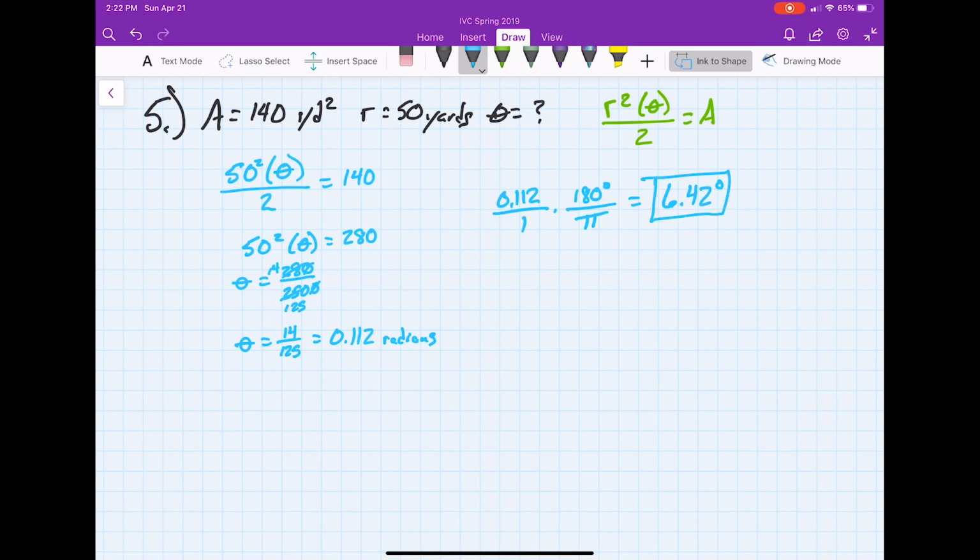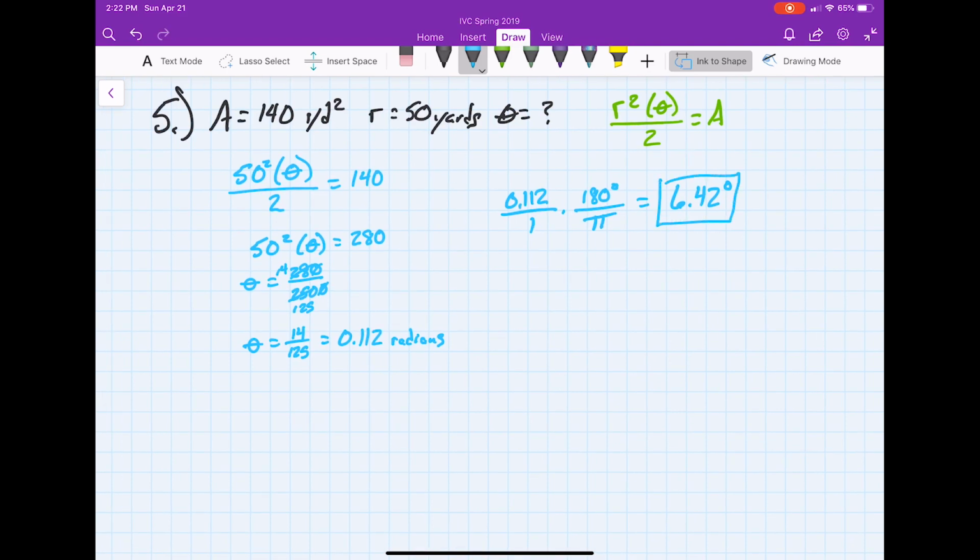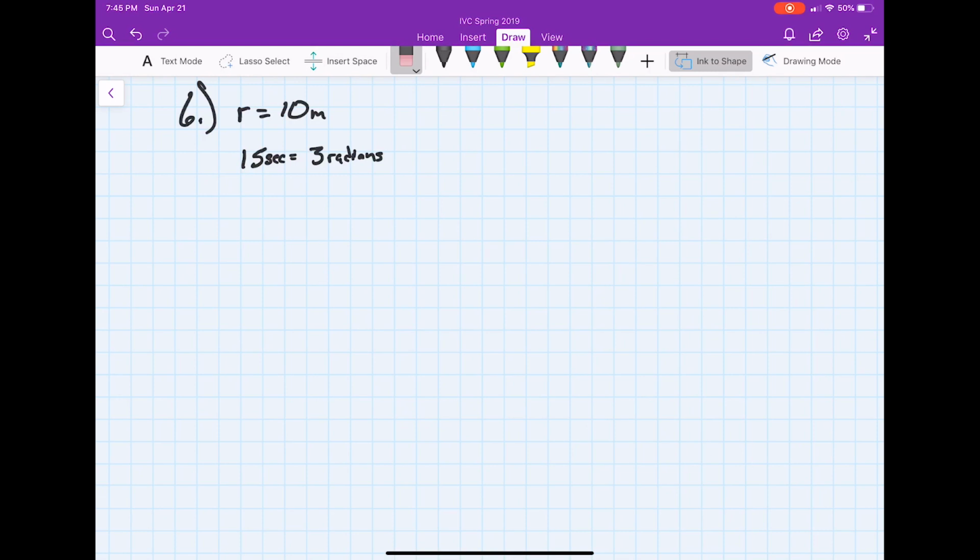The square tool is not working. I give up. Anyway, moving on to number 6.